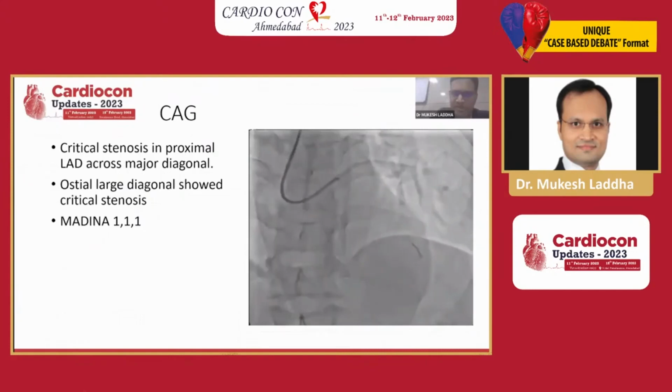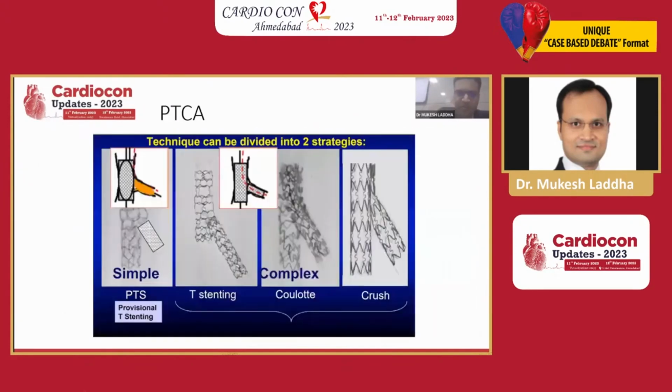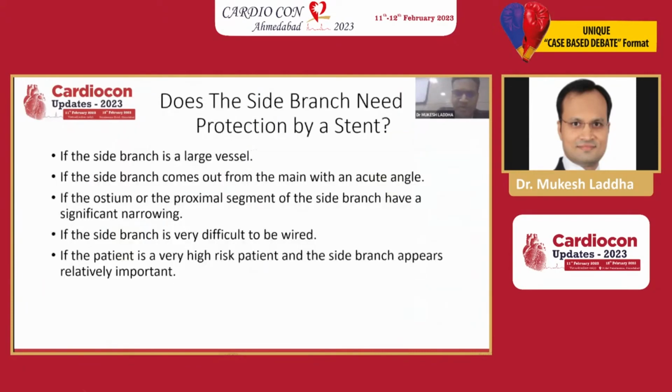Now coming to the strategy part, what should be done for this patient? In coronary angioplasty, in this patient particularly, we have two options. Either we should go for provisional, and the second option is the dedicated double vessel angioplasty, complex angioplasty. Now, before going to that, am I thinking about simple provisional stenting or dedicated bifurcation angioplasty? Because does this side branch really need a stent or protection?